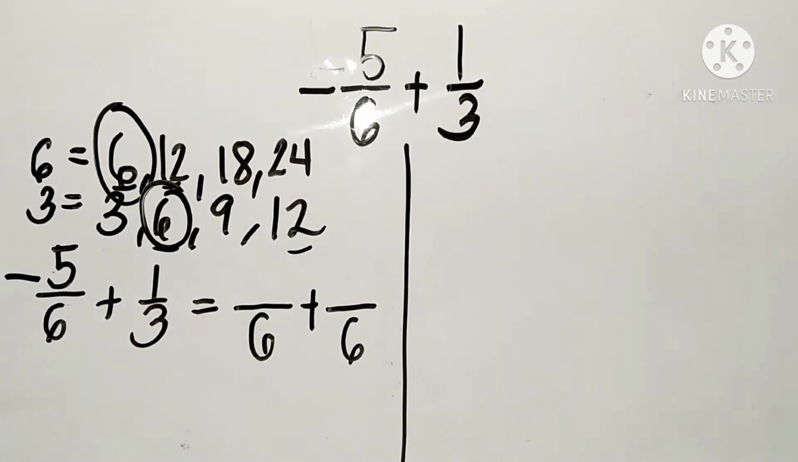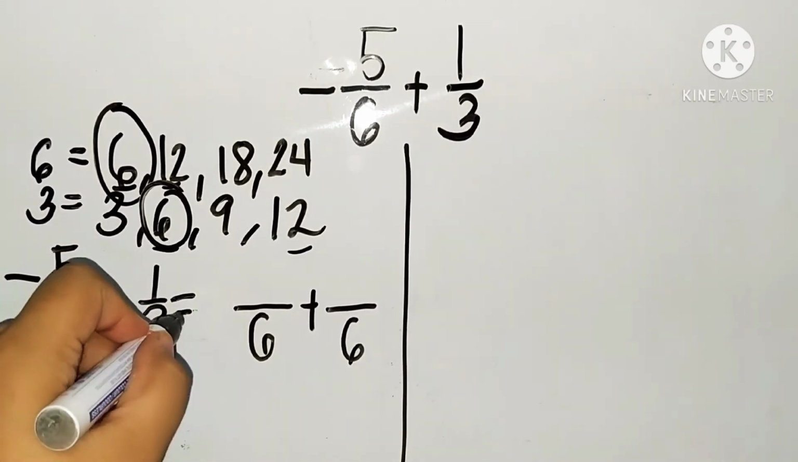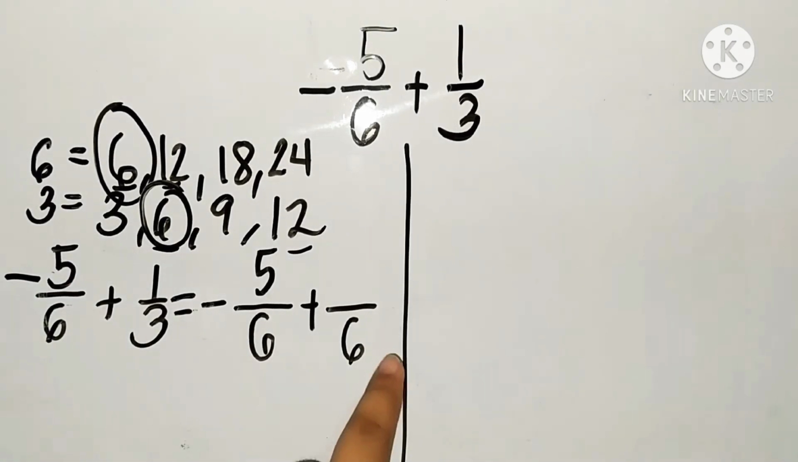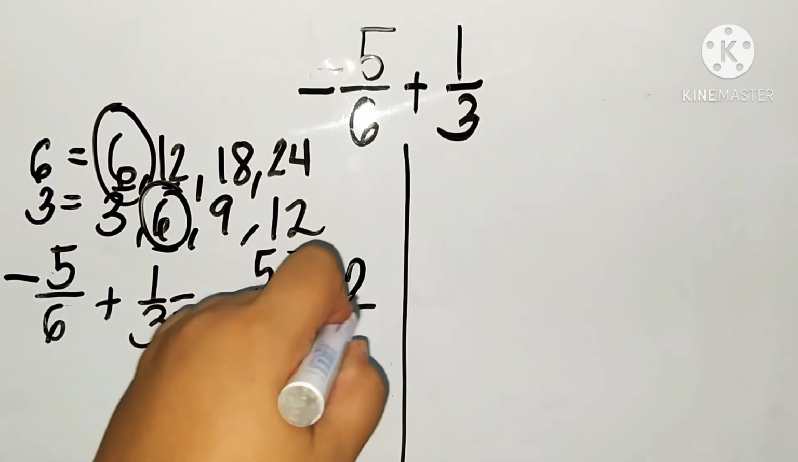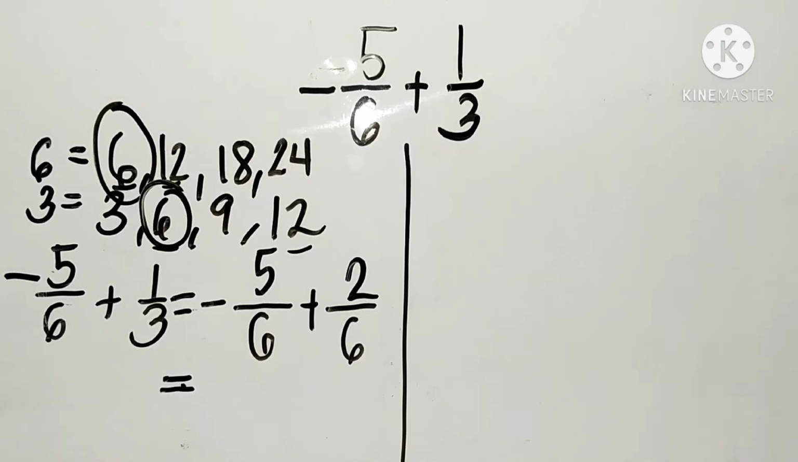Okay? So, may magbabago ba dito? Siyempre, wala kasi 6 pa rin naman yung denominator nung negative 5 over 6. So, kukopyahin lang natin yung negative 5. So, negative 5 plus 6 divided by 3 is 2. 2 times 1 is 2. So, negative 5 over 6 plus 2 over 6. And then, add. So, we are going to add by following the rules in adding integers. Sa case na to, since magkaiba sila ng sign, we are going to follow the rule in adding integers with different signs: subtract the numbers, then copy the sign of the bigger number.